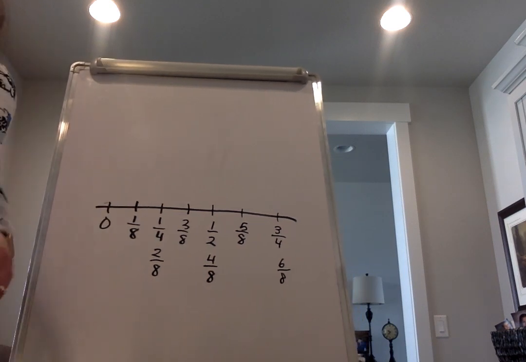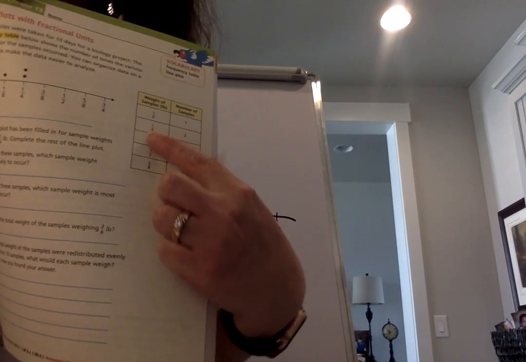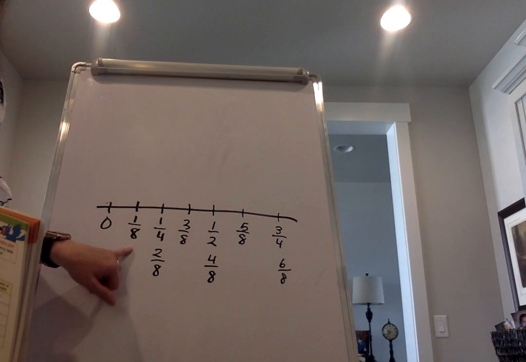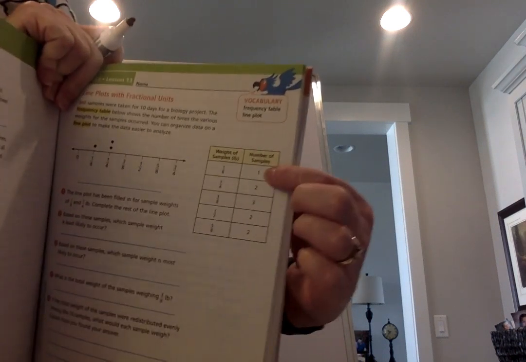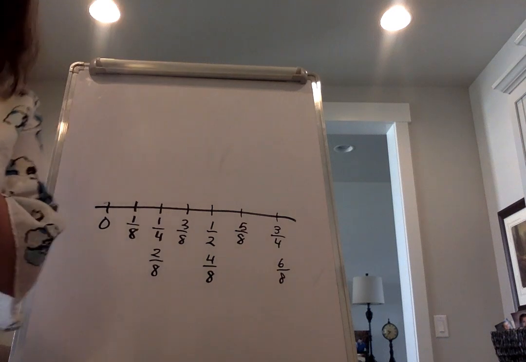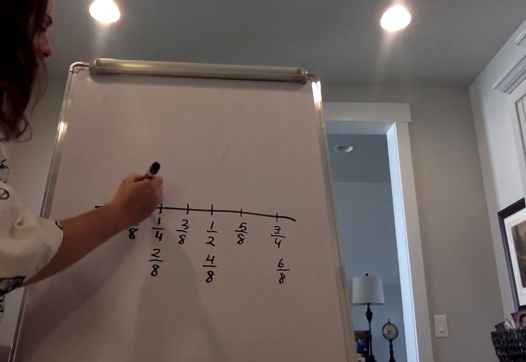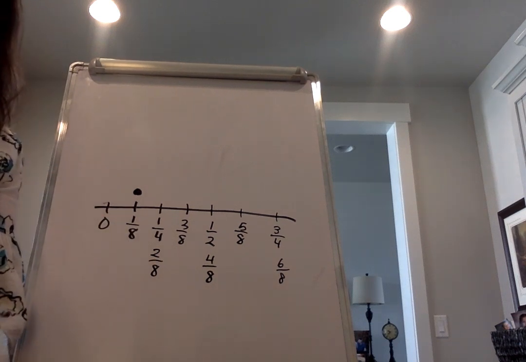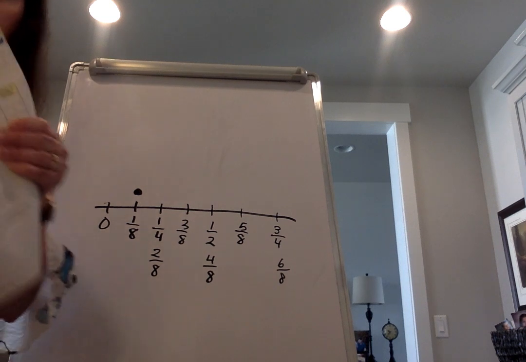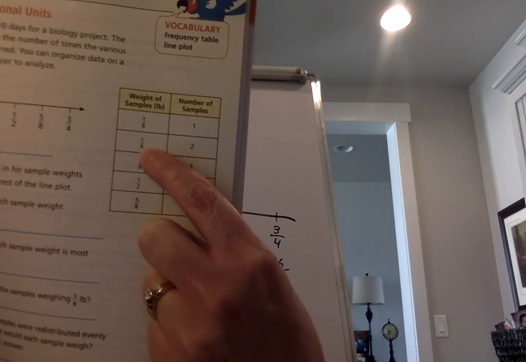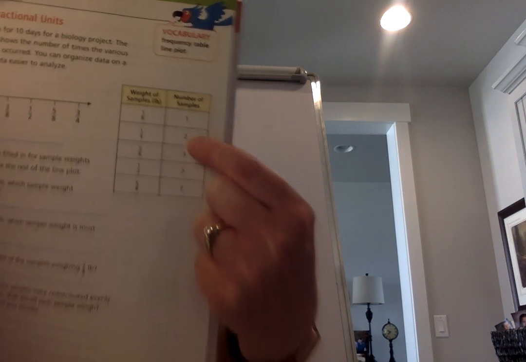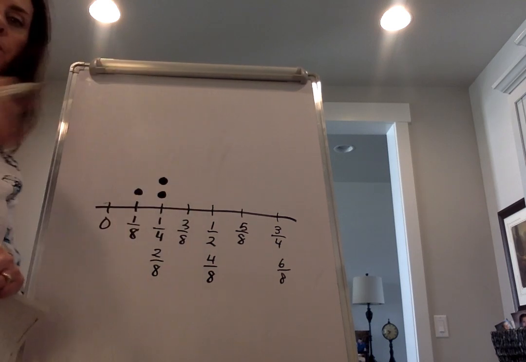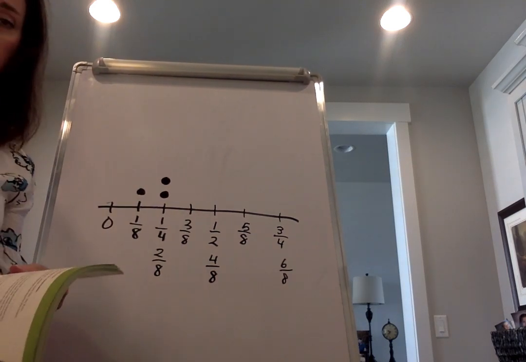So if we look over here, the sample weight is 1/8. So I'm looking at my table right here at 1/8. There is one sample that weighs 1/8 of a pound. So they've got one sample, so that's one dot that goes over the 1/8. Then for the next one in our table, weighing 1/4 of a pound, they have two samples. So I'm going to put 2, like they've got in their example, right there. That's all they have listed right now.